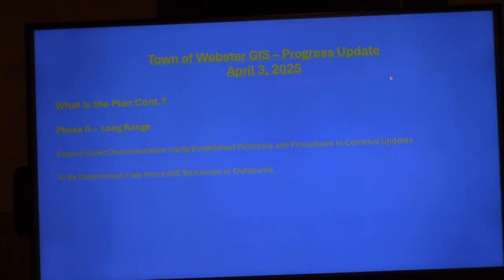And then finally, phase 2 is the long range, out into the future. By the time we get to this phase, we're going to have a GIS base that we feel comfortable in. We'll feel comfortable enough to make it available to the public for their use, which is a large goal of ours. And we'll make a determination at that time if we're ready to hire a GIS technician or if it makes better financial sense to outsource it. But that is a to-be-determined moment for us once we get to a good spot within phase 1.